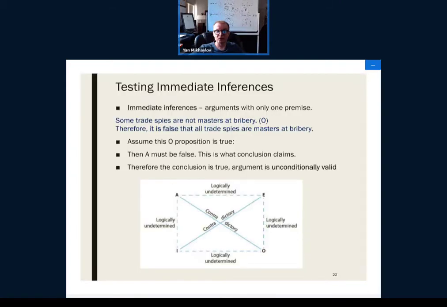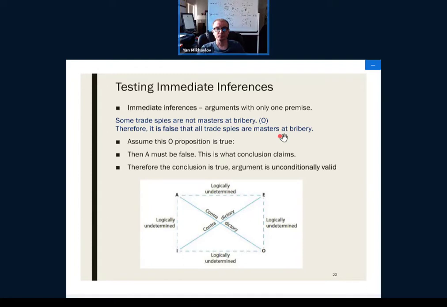How do you test immediate inferences using what I have just told you? Well, it is simple if you understand the rules. Note again, this is not a syllogism, but it is nonetheless an argument, a very simple argument with one premise and one conclusion. Our job here is to figure out whether it's valid. We are given: some trade spies are not masters of bribery, and therefore it is false that all trade spies are masters of bribery.